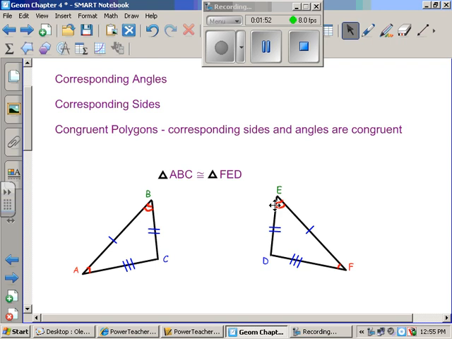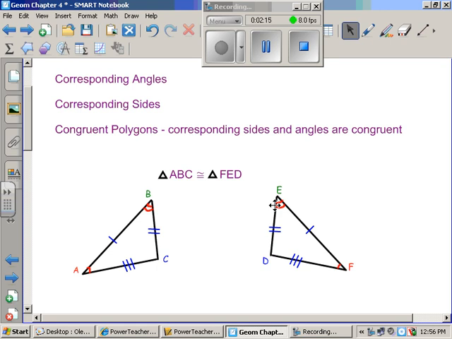This is a congruent statement. It just says that this polygon is congruent to this polygon. Okay, in this case a triangle. So triangle ABC is congruent to triangle FED. So a congruent statement is just a statement that the two polygons are congruent, although it does match up corresponding sides and angles.